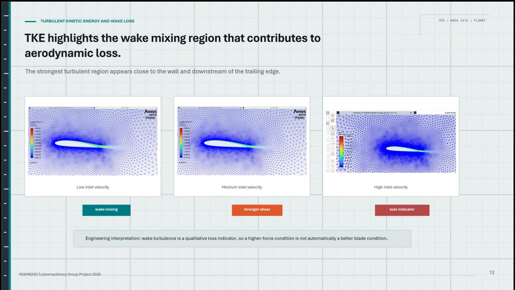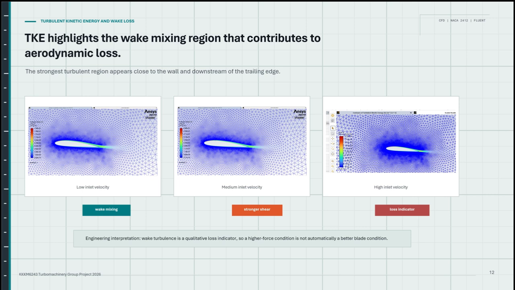This slide shows the turbulent kinetic energy, or TKE. TKE is higher near the airfoil surface and behind the trailing edge. This area is the wake region where the upper and lower flows meet together. When the inlet velocity increases, the TKE also increases.